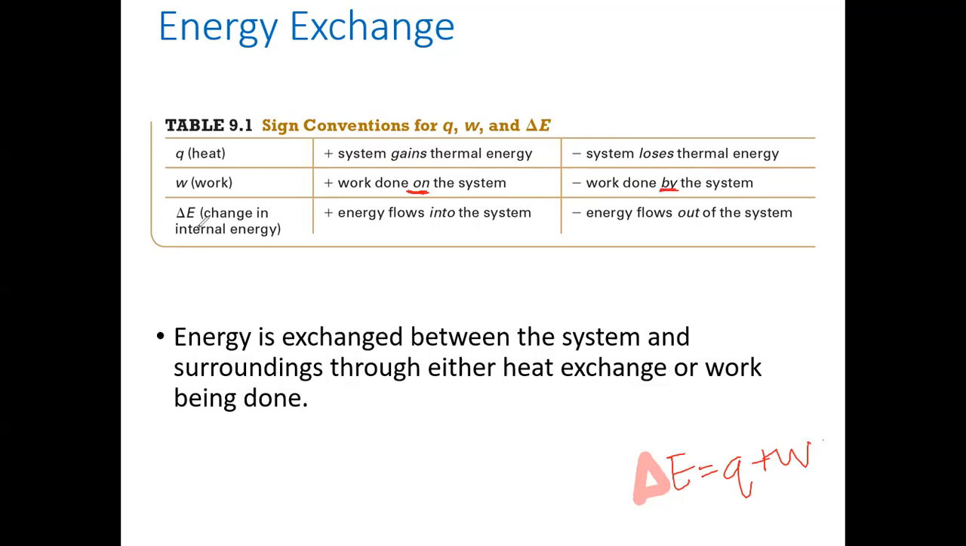All right, then delta E, it's positive if energy flows into the system, and we've said that that is endothermic. It's negative if it flows out of the system, and we said that is exothermic. Specifically, it would be referring to our heat energy. Okay, so energy is exchanged between the system and the surroundings through heat and work. So let's look at the next page.